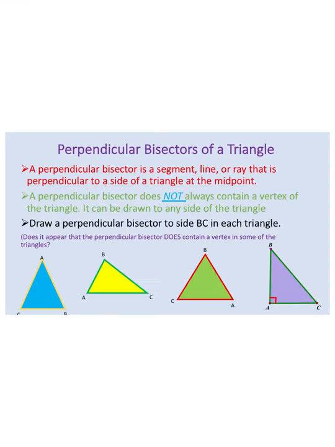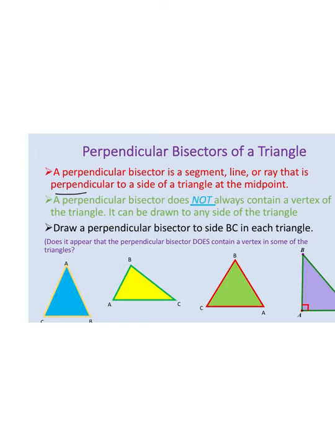Okay, and the last segment we're going to talk about is a perpendicular bisector. A perpendicular bisector is a segment, line, or ray that is perpendicular to a side of a triangle at the midpoint. Now here's what's important. It does not have to go through a vertex, and it can be drawn to any side of the triangle. So again, perpendicular bisector is the only one that is not necessarily through a vertex, but here's what is important.